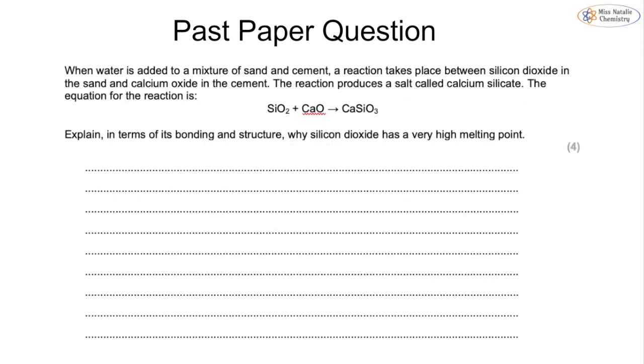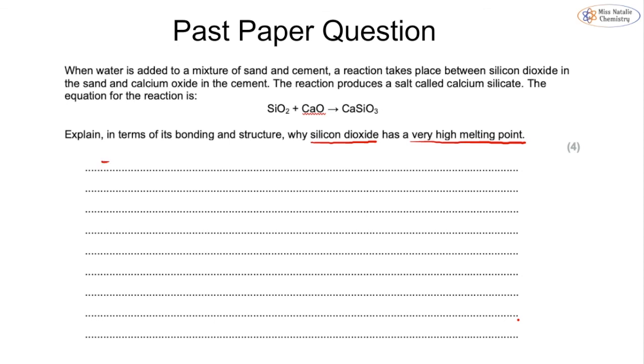And then lastly, when water is added to a mixture of sand and cement, we get a reaction taking place between the silicon dioxide and the calcium oxide, and we form this salt. We're not really worried about the salt at this point. What we want to focus on is, in terms of its bonding and structure, explain why silicon dioxide has a very high melting point. And this is for 4 marks. So this is a very good question in the fact that you have to talk about the different types of bonding, the different types of structure, and then what effect that has.